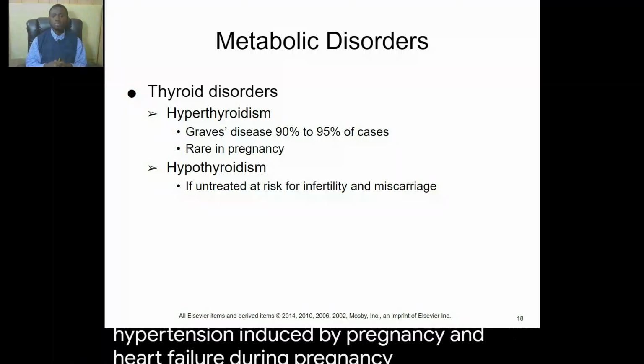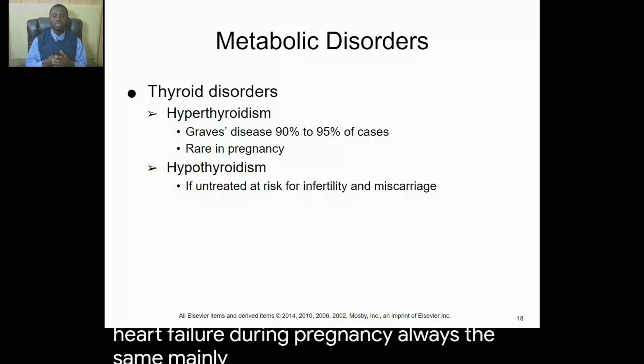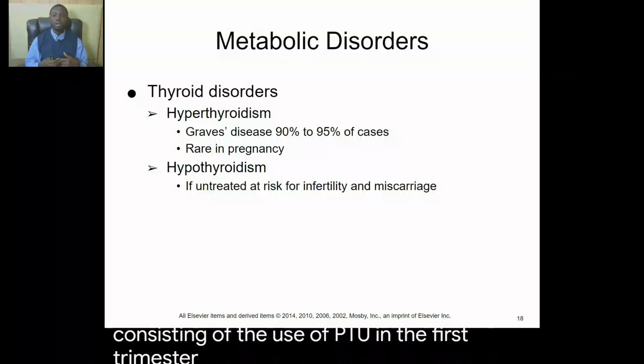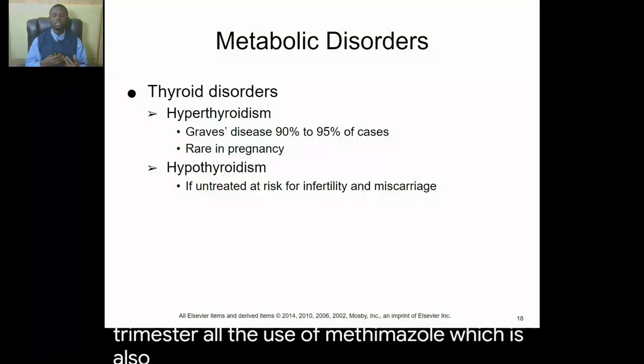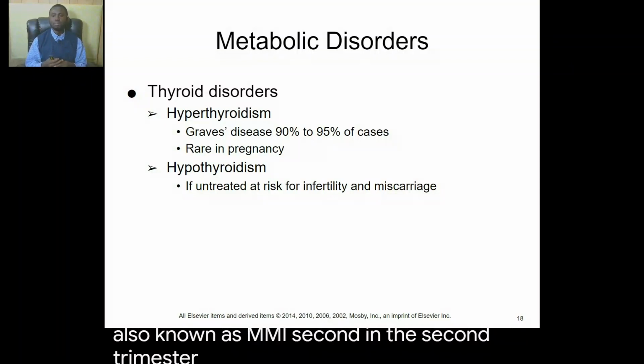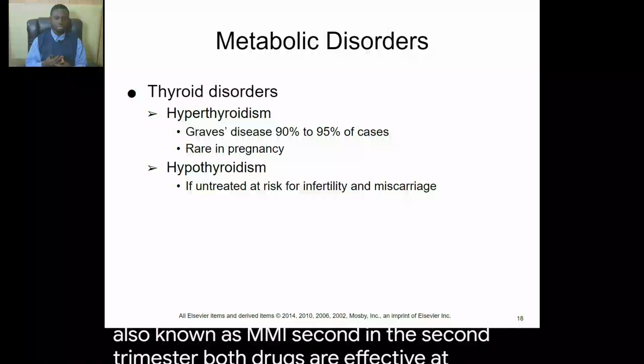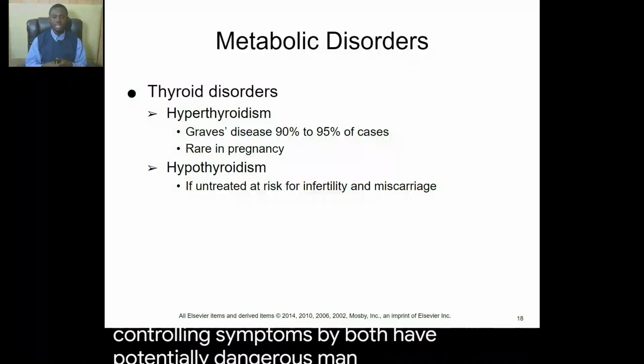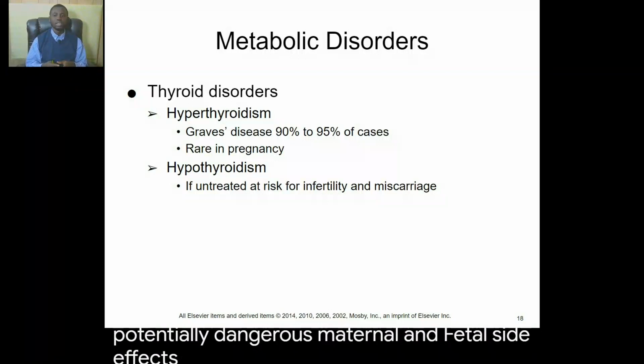Treatment of hyperthyroidism is mainly based on drug therapy, consisting of the use of PTU in the first trimester, or the use of methimazole, which is also known as MMI, in the second trimester. Both drugs are effective at controlling symptoms, but both have potentially dangerous maternal and fetal side effects.